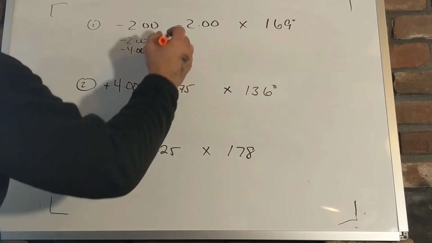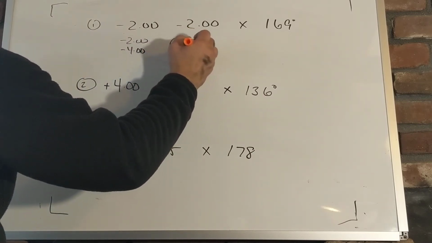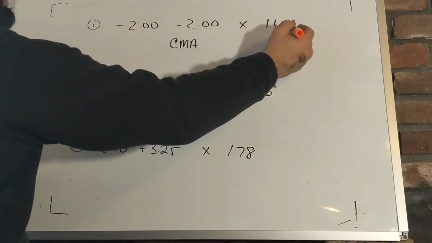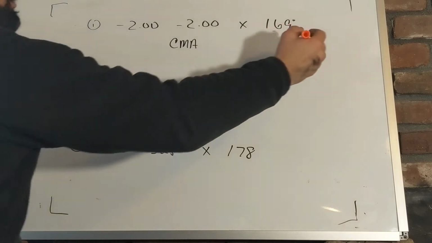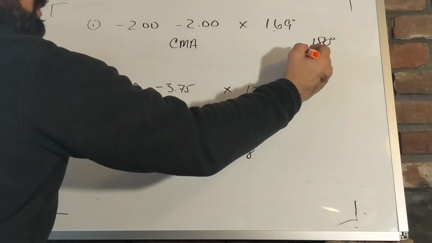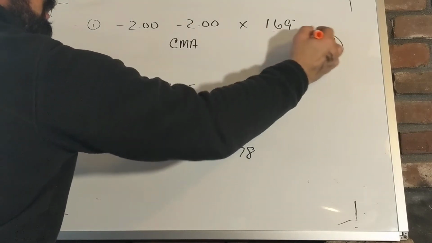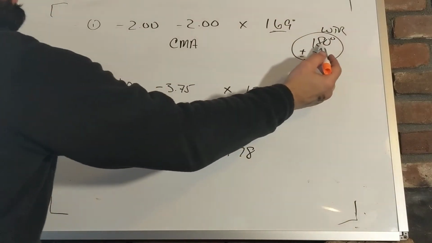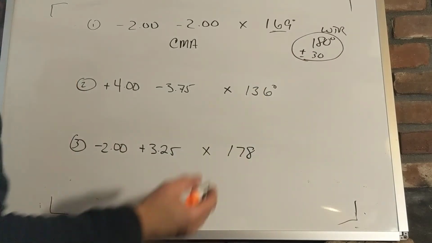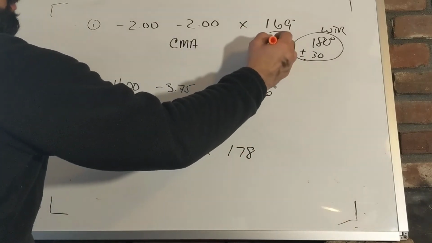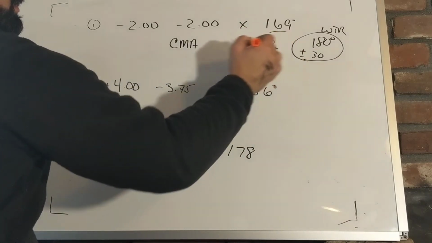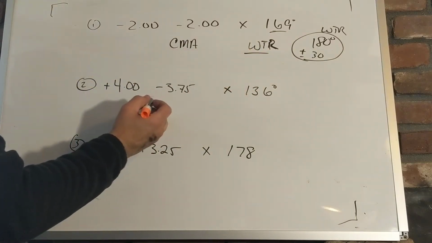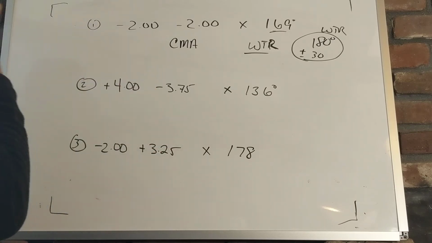From our previous example, this is a compound myopic astigmatism because both meridians are minus. But the direction is really important. And remember, anything that's with the rule, plus or minus 30, is with the rule. 169 is only 11 degrees away from 180, so this here would be a with the rule compound myopic astigmatism correction. In this case, +4, -3.25.